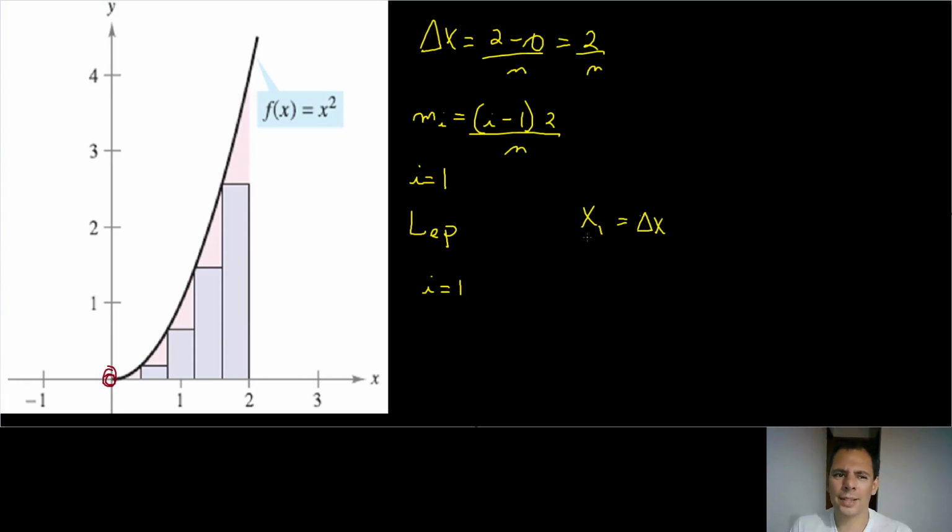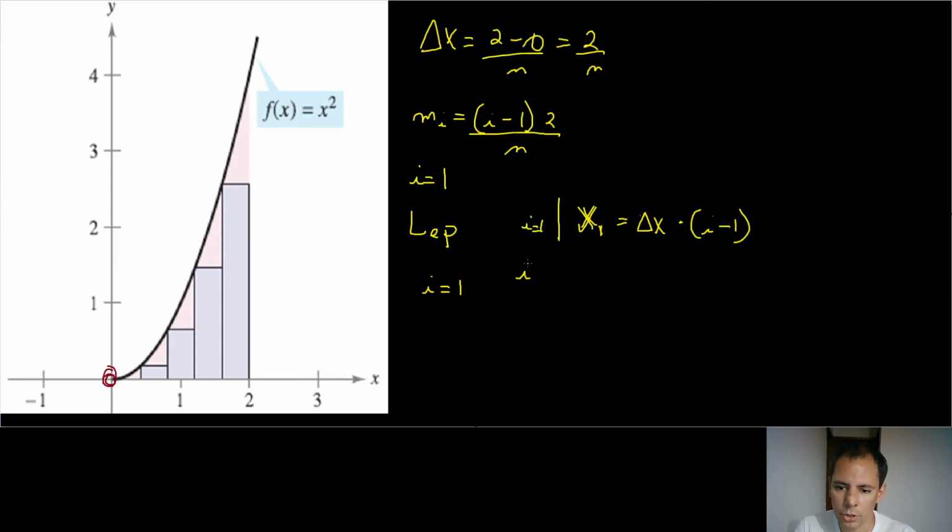Is it delta x times 1 or is it delta x times 0? Since it's the left-hand point, it's delta x times 0. Okay? And what is 0? It's I minus 1, because I in this case is 1. You see the x sub 1 here? That means that I in here equals 1.